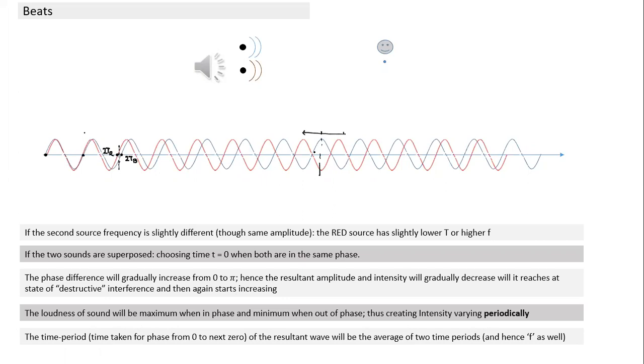Are you following? Not only is it 0 at this time, it is 0 at this time also, and it is 0 at this time also. The complete full oscillation is wiped out. Are you following now? Yes, sir. If you take the entire time period of oscillation, there's no displacement. This is the point where destructive interference is taking place. This is half the time period of oscillation of intensity.